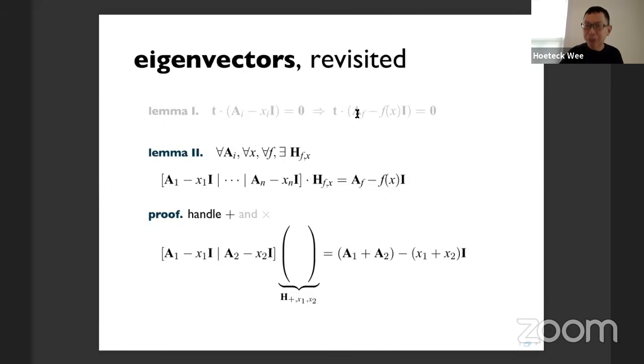What is A sub F? A sub F here is whatever A sub F we have used before: F applied to A1 up to AN, with some appropriate canonical ordering for multiplication. So A sub F is well defined. The only thing I haven't specified in the lemma is how you construct this matrix H. This should hold again over any field.